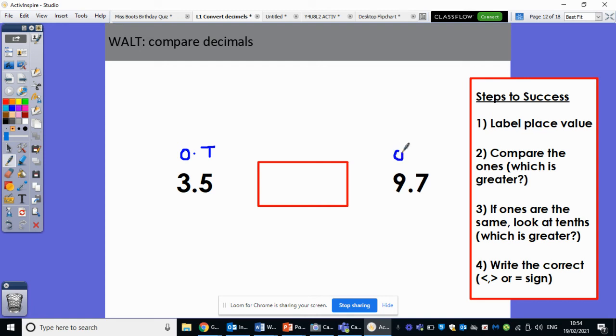So hopefully that's given you a chance to do it. I'm just completing the first step to save a bit of time, so I've labeled my place value. Next thing we're going to do, compare the ones. Which is greater, 3 or 9? 9 is definitely greater, so 3.5 is less than 9.7. So, one more to do here. Again, just if you can pause the video and complete this one.